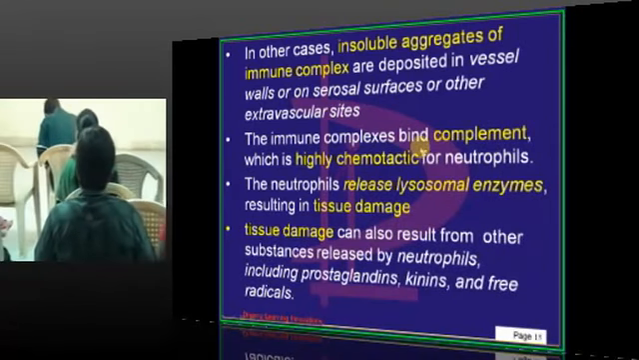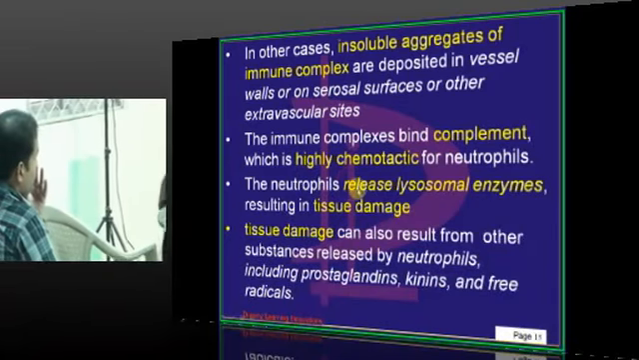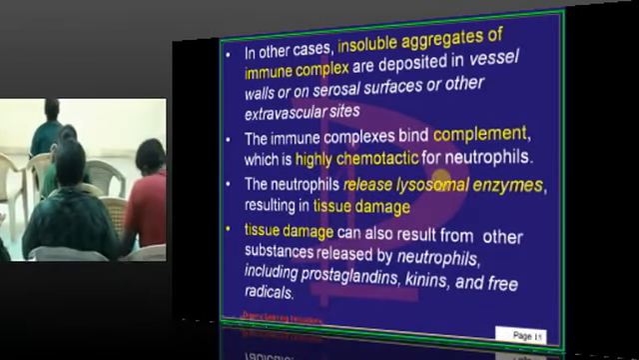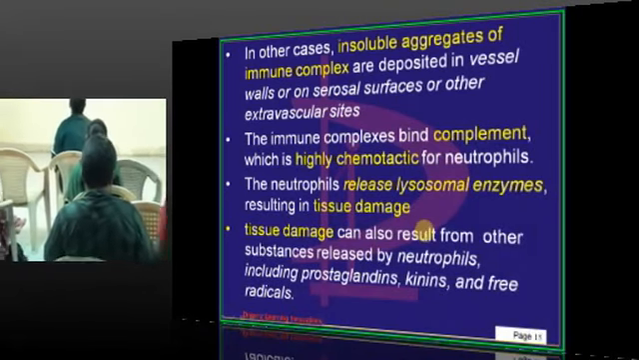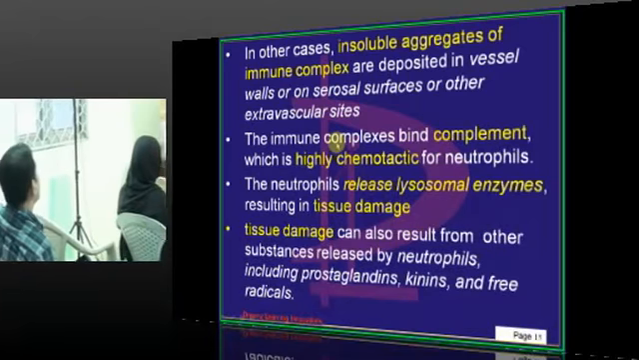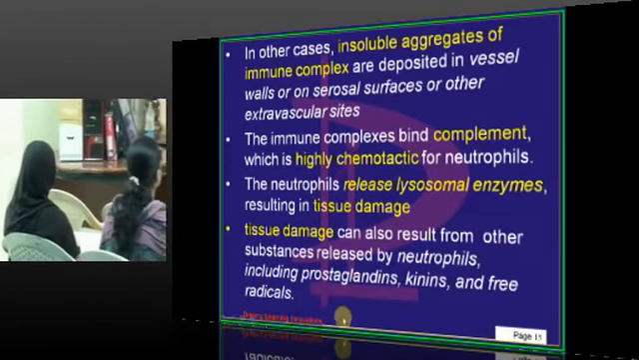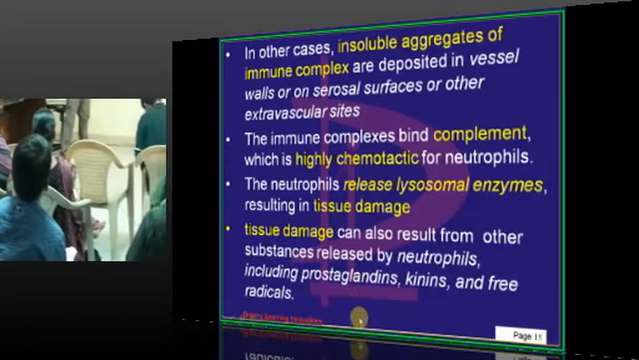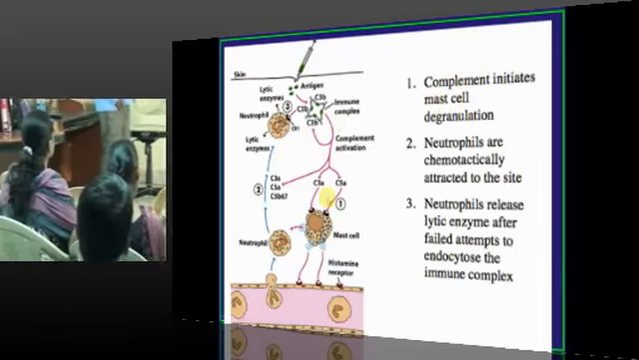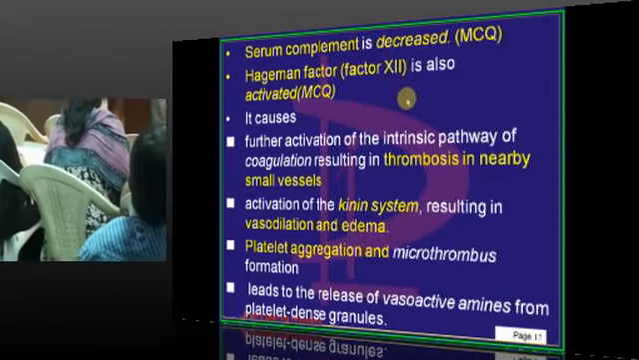Is the complement involved, doctor, in this? Definitely. Complement is involved in this. So immune complexes bind with the complement, which is highly chemotactic for the neutrophils, and those neutrophils will come and release the lysosomal enzymes, and that will ultimately lead to the development of destruction, is what needs to be remembered. So that is all the story of type 3. So complement is definitely involved. Serum complement is definitely decreased.